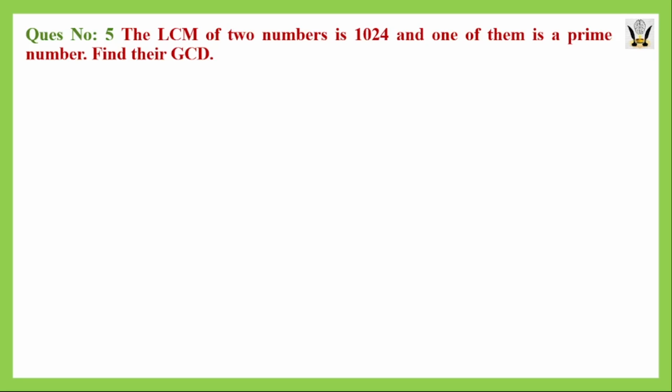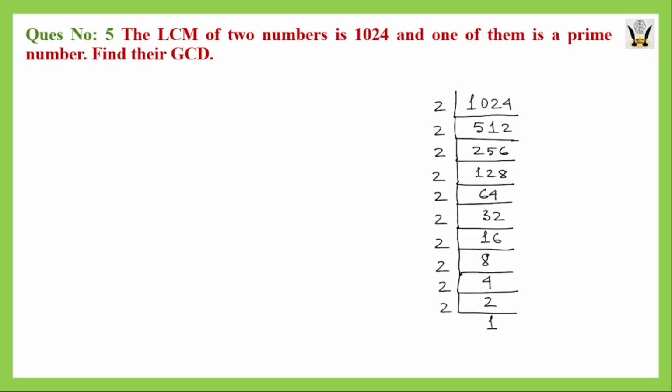the numbers is a prime number, then find their GCD. So LCM value is 1024. So what we will do first is we will factorize this LCM value 1024. And after factorization, what we can see here is that 1024 has only one prime factor, because we can see here we have only 2, multiplication of all these ten 2's, and multiplied by 1, but 1 is not a prime number, so the only prime factor 1024 has is 2.